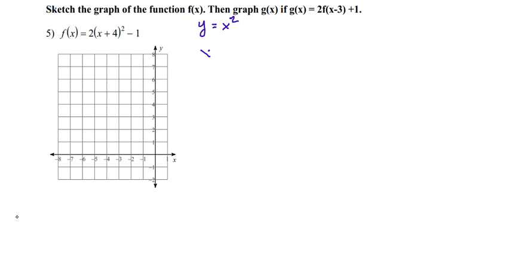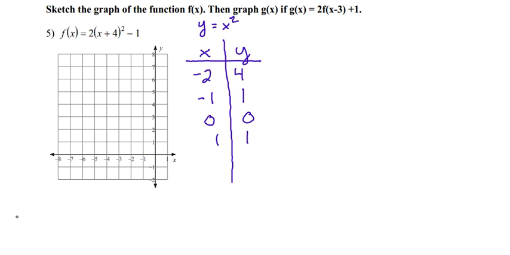So let's make a table for y equals x squared that shows the values that go with it, because any function is just a relationship between two variables, x and y. For example, when x is negative 2, y would be 4, because that's negative 2 squared. When x is negative 1, y would be 1, then 0, 0, 1, 1, 2, 4. And that creates this parabola that we all know and love, y equals x squared.